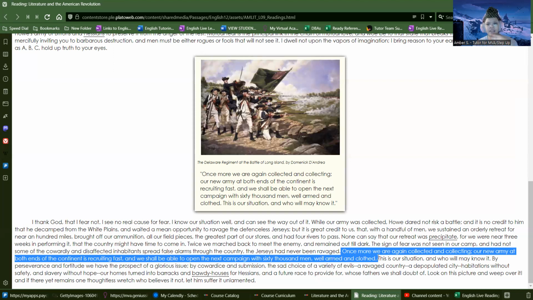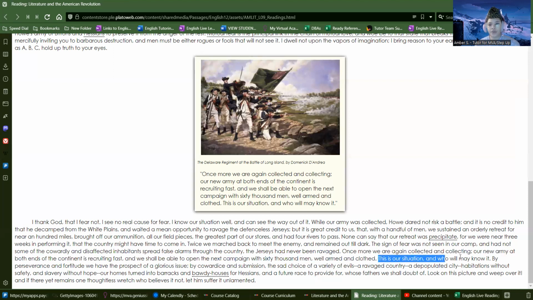And given the numbers that Thomas Paine knows are going to be joining the army, he's giving people facts. We should be able to open the next campaign with 60,000 men, armed and well armed and clothed. So they're in a good situation. So this is our situation, and who may know it?